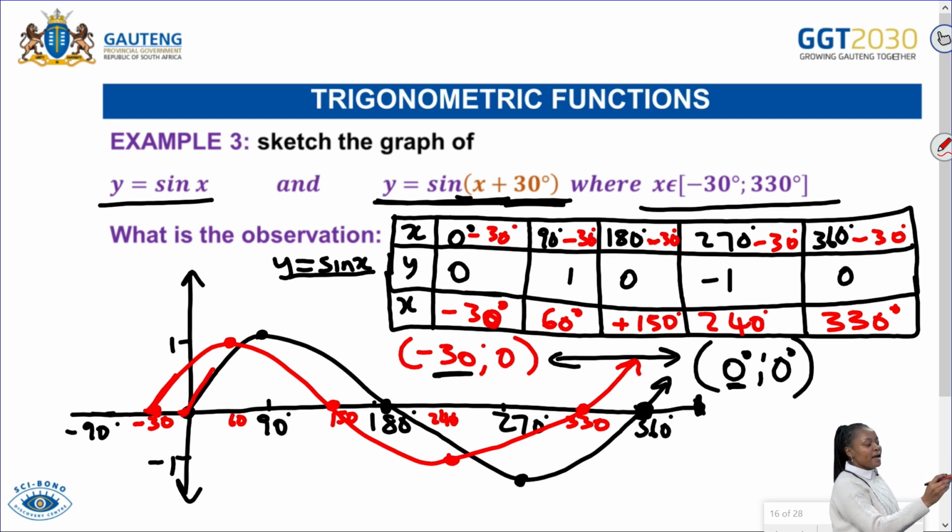It has shifted again from 90 degrees to 60 degrees. Again, it has shifted from 180 degrees to 150 degrees. Again, it has shifted from 270 degrees to 240 degrees. Again, it has shifted from 360 degrees to 330 degrees. So when you are sketching such a graph, you have to keep on subtracting 30 from where? From the values of x that you are given.